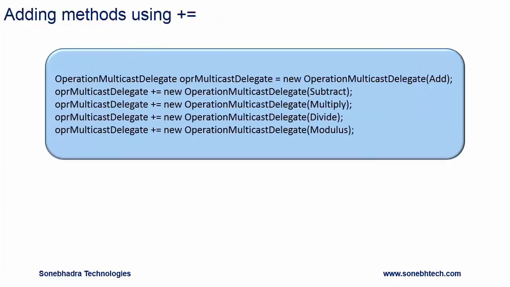Adding methods using plus equal. So we can add methods in a delegate using plus equal. We can see here we have delegate object OPR multicast delegate, and here is the method add encapsulated in delegate object OPR multicast delegate, and then we are encapsulating another method subtract in delegate object OPR multicast delegate.